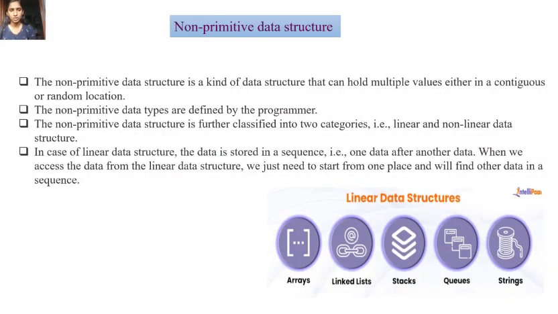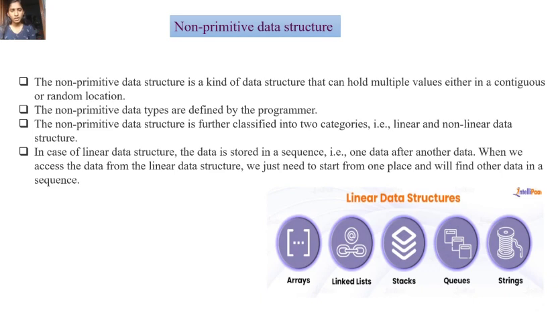Non-primitive data structure. The non-primitive data structure is a kind of data structure that can hold multiple values either in a contiguous or random location. The non-primitive data types are defined by the programmer. The non-primitive data structure is further classified into two categories. One is linear and the other is non-linear data structures.